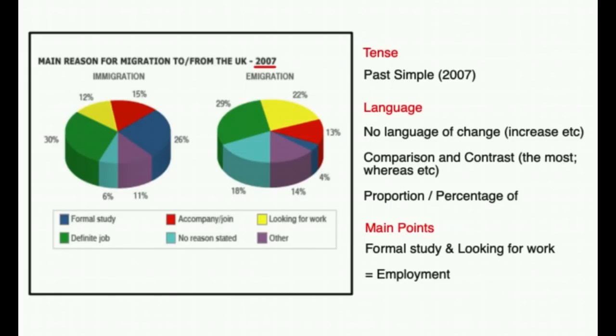So to give you an example of the language, you can say the proportion of people migrating to the UK was 30%, whereas the proportion of people emigrating was slightly lower at 29%.